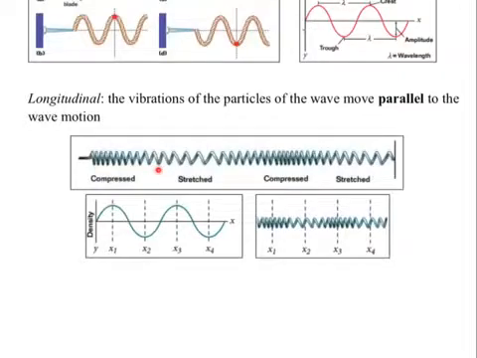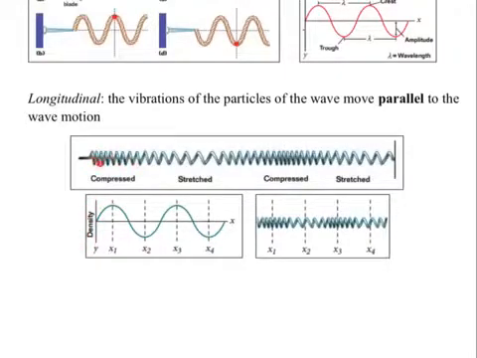And what you'll notice here on this graph, what's graphed is really the density of the spring. So in the beginning, the spring is compressed here. This part of the spring is stretched. This part is compressed. This part is stretched. Well, here's the compressed part right here. Here's the stretched part down here. Compressed and then stretched. So this is a function of the density of the spring.